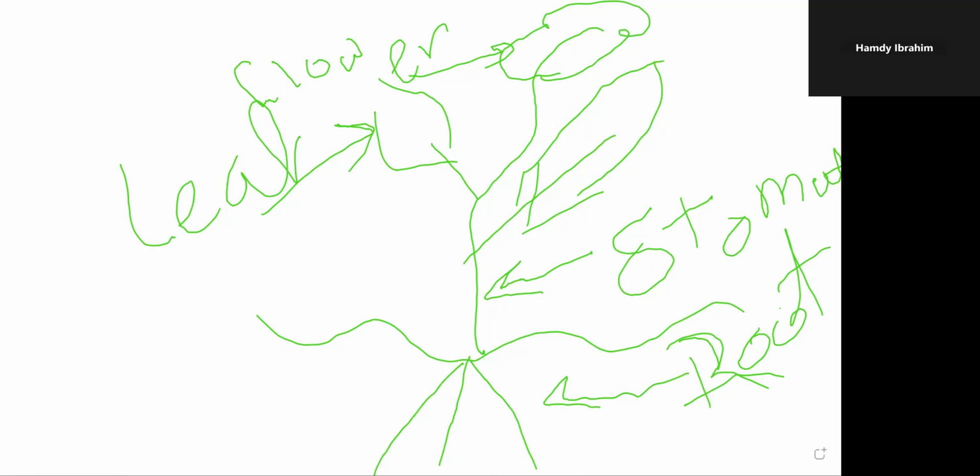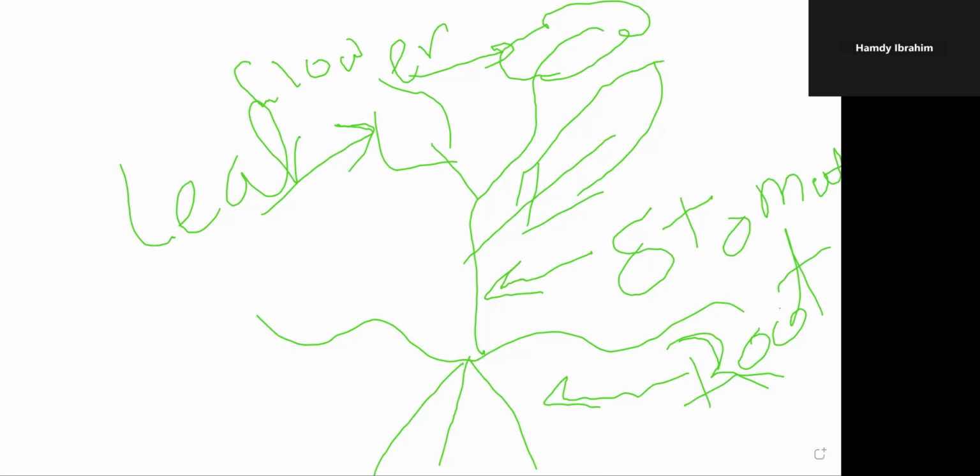Okay, we have types of stems. The first type is woody stem. Woody stem like the tree trunks. Okay, and the other type is the underground stem, which we can call tuber stem, like potato and sweet potato. Okay, the third type is climber stem.